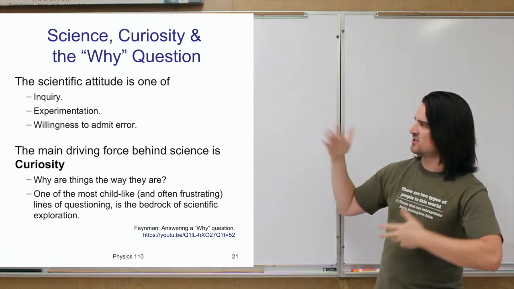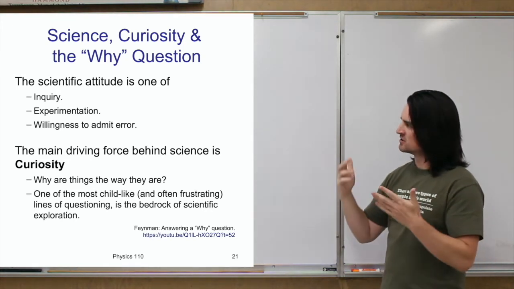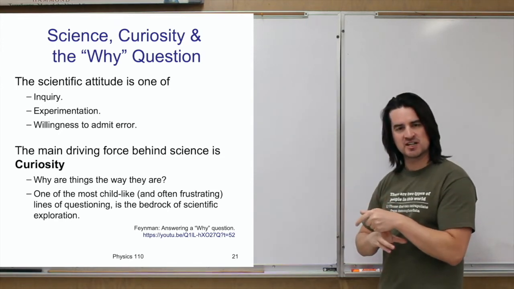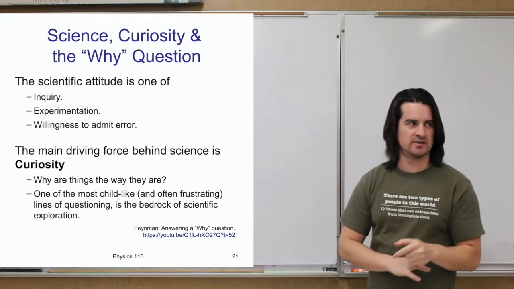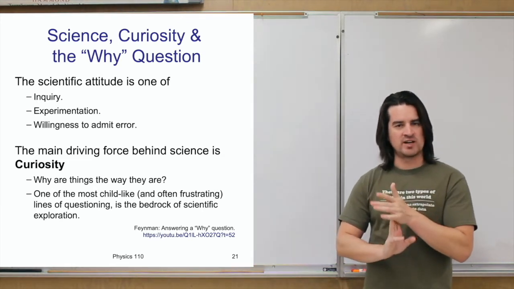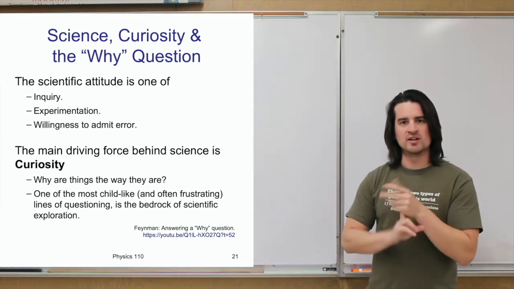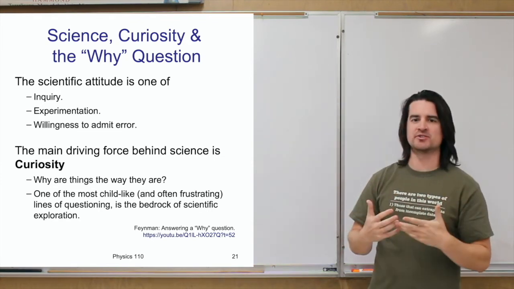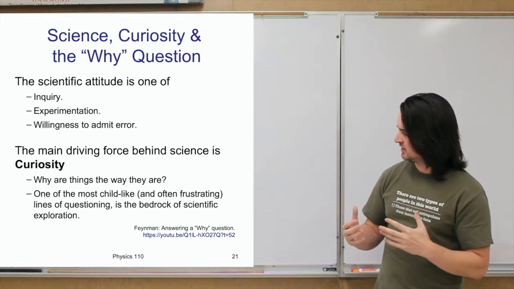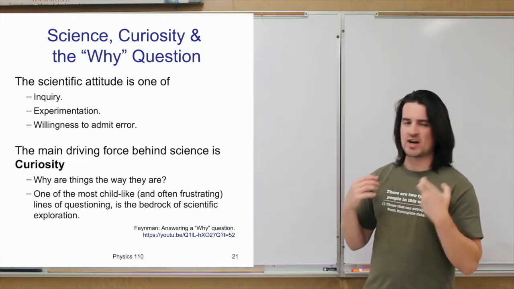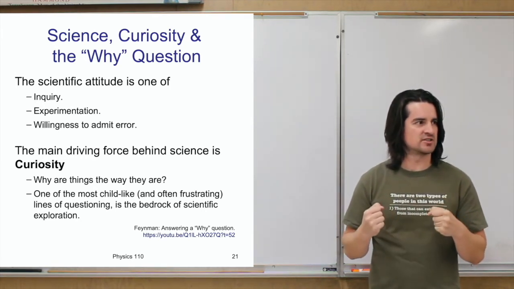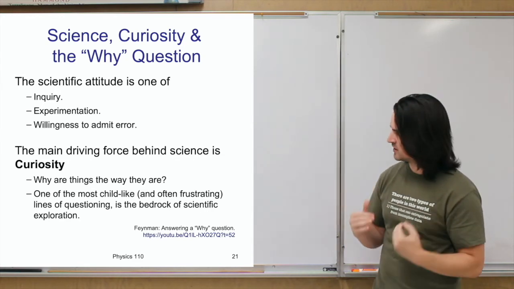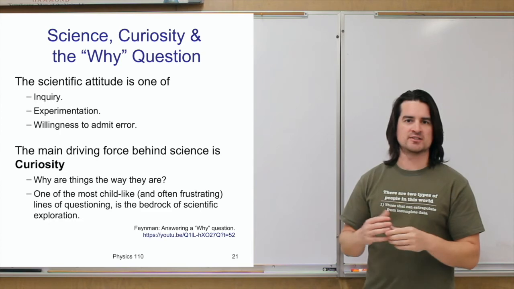This scientific attitude, the attitude you should have as a scientist, is one of inquiry, questioning, experimentation, where you want to test things and find out, and a willingness to admit error. If you think something's one way and it turns out it's not, you better be willing to accept that. All right? So that's the attitude of science. But beyond that, there's really a main driving force to science, to what caused us to develop this scientific method. And for me at least, that is curiosity.